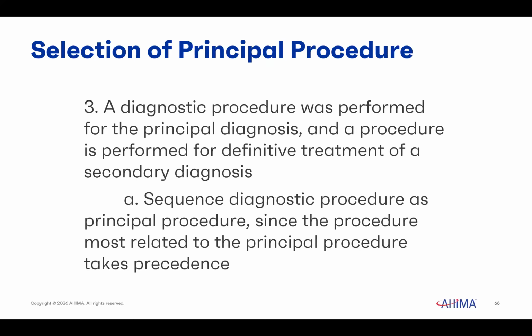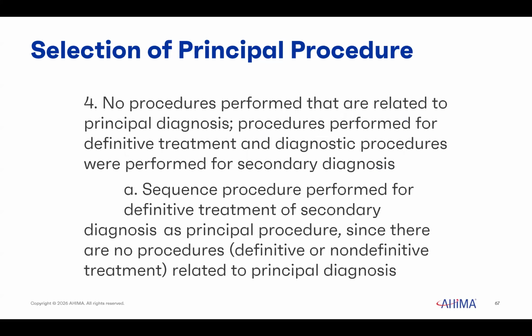For a diagnostic procedure that's performed for a principal diagnosis and a procedure that's performed for definitive treatment of a secondary diagnosis, we would sequence the diagnostic procedure as the principal, since this procedure is most related to the principal diagnosis. If no procedures are performed that are related to the principal diagnosis, meaning no procedures for definitive treatment and no diagnostic procedures, and procedures are performed for a secondary diagnosis, you would sequence the procedure performed for definitive treatment of a secondary diagnosis as the principal procedure, since there are no procedures related to the principal diagnosis.